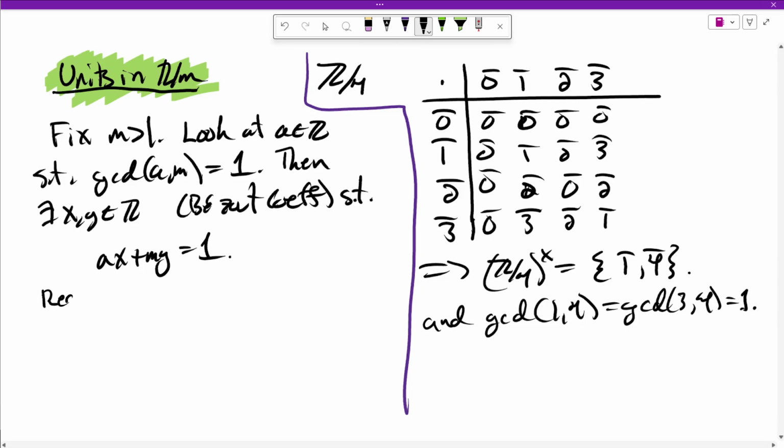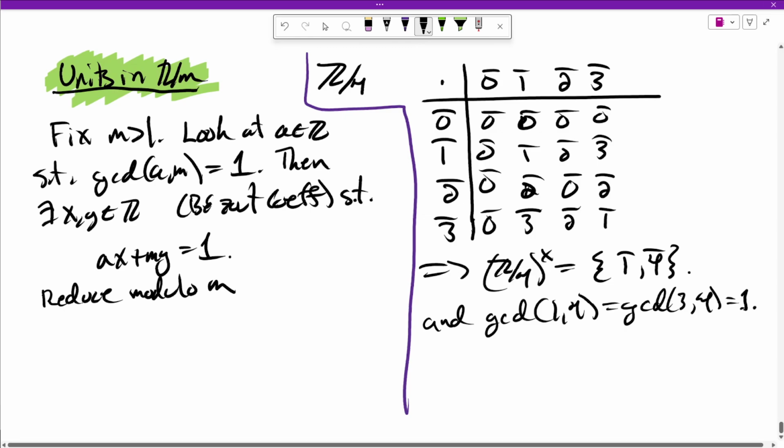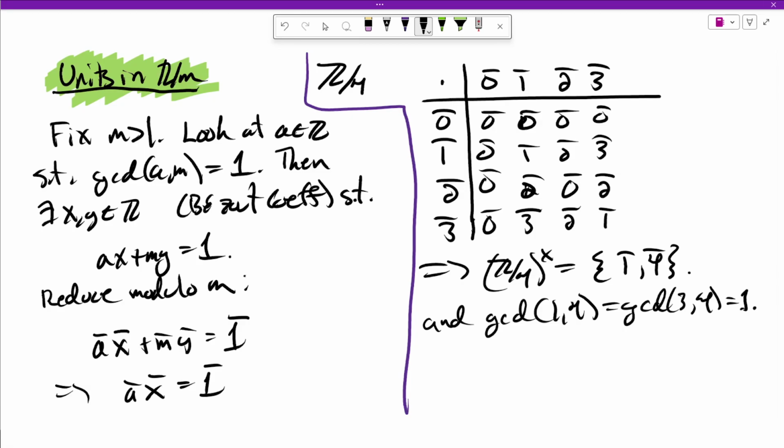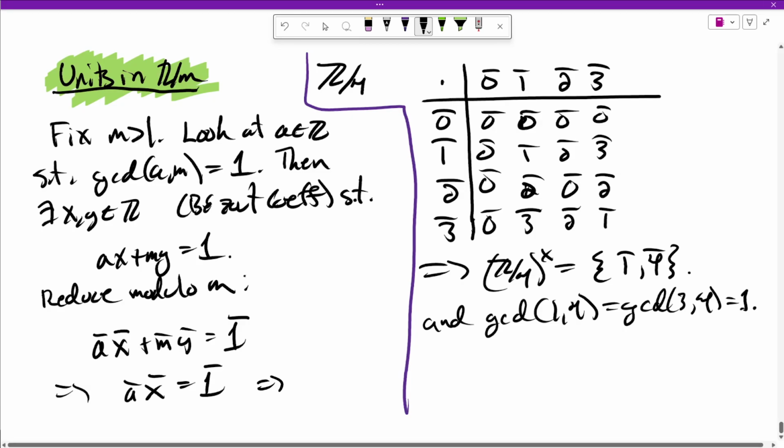Now we're going to reduce mod m, that is, put bars over everything. So we get a bar x bar plus m bar y bar is 1 bar. And that tells us that a bar x bar is 1 bar. So a has a multiplicative inverse mod m, and it's x bar. This tells us that a bar is in Z mod m cross.